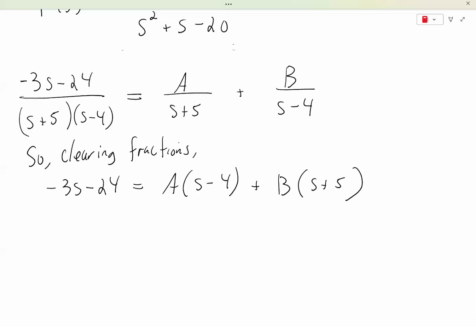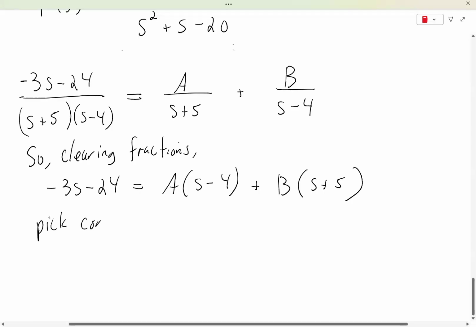Now what you can do to get the A and the B is pick convenient x's, I'm sorry, pick convenient s's. Okay, so this one we do it. Pick convenient... well, I can't spell convenient. I never can spell this word. Something like that. Pick convenient x's or s's.